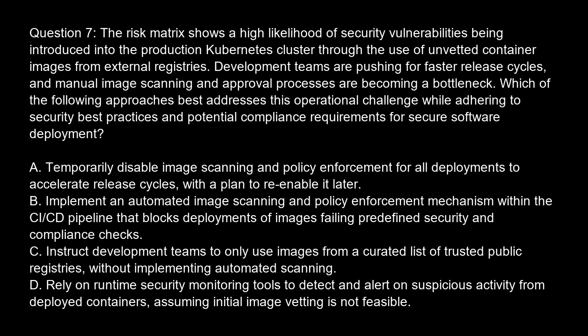Option A. Temporarily disable image scanning and policy enforcement for all deployments to accelerate release cycles, with a plan to re-enable it later. Option B. Implement an automated image scanning and policy enforcement mechanism within the CI/CD pipeline that blocks deployments of images failing predefined security and compliance checks. Option C. Instruct development teams to only use images from a curated list of trusted public registries without implementing automated scanning. Option D. Rely on runtime security monitoring tools to detect and alert on suspicious activity from deployed containers, assuming initial image vetting is not feasible.